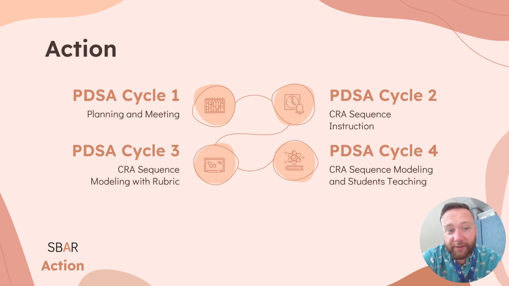to go through the pre-assessment together, to go through the lesson plans together, and then also to give her a brief crash course and training on what the CRA model was and how to use the CRA sequence model of instruction to teach effectively.